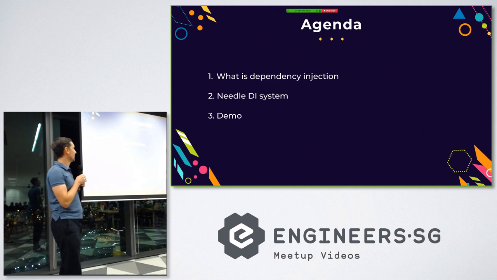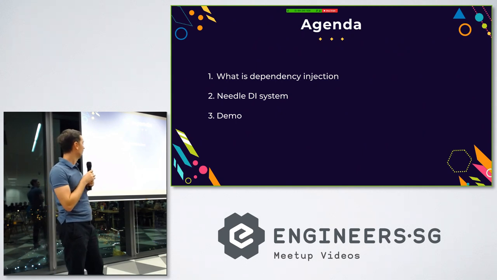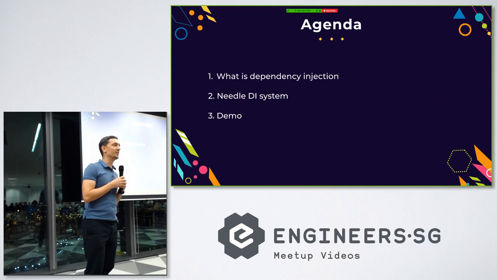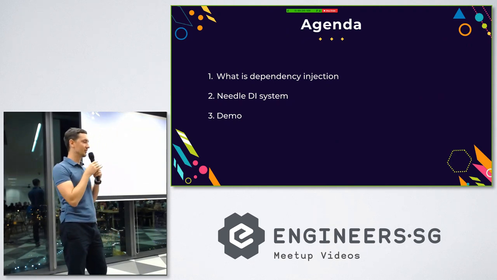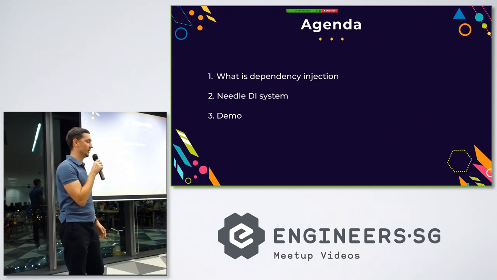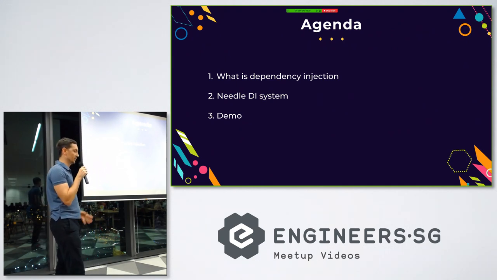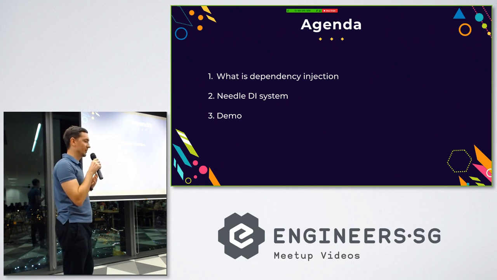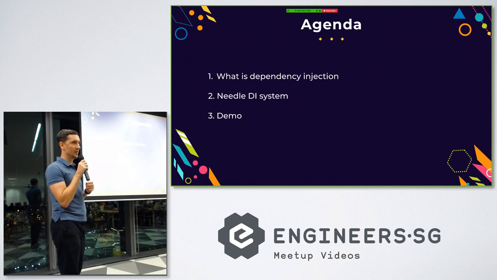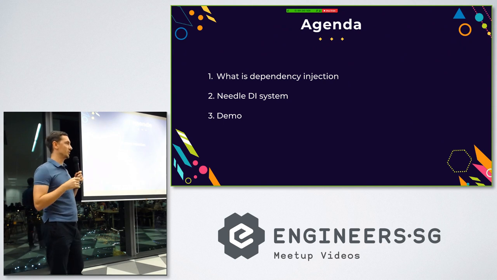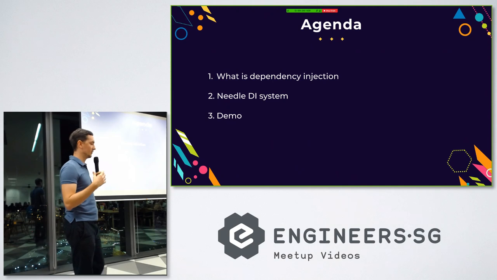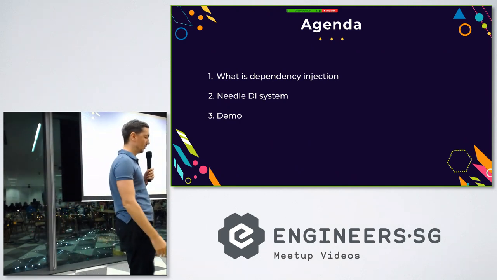Let's talk about dependency injection. There are three things I'm going to talk about. First is what is dependency injection, and why we should be using it, why it's helpful for building better apps. Second, we will talk about the Needle DI system, which is intended to help us reduce some of the boilerplate code that we have to write and help us write DI code faster. And we'll have a small demo.